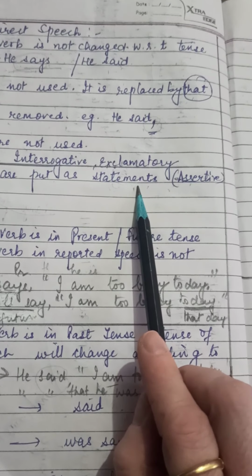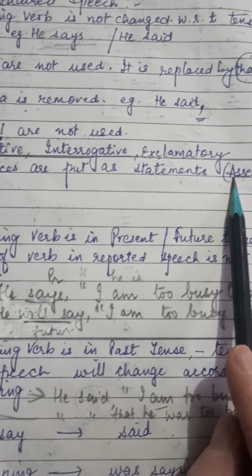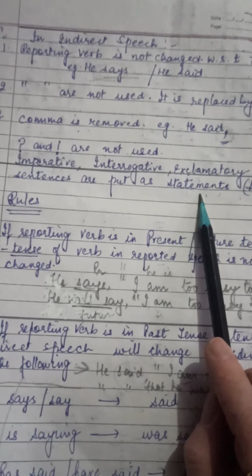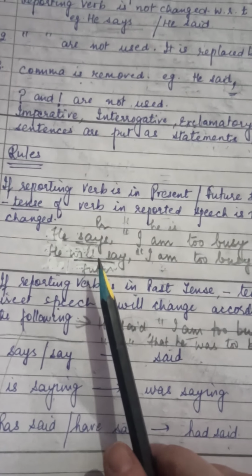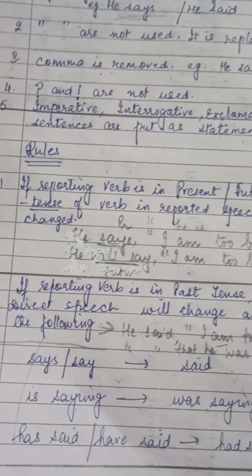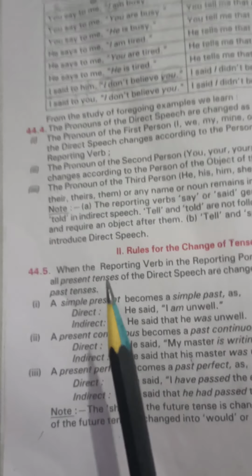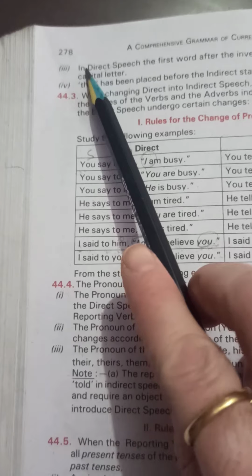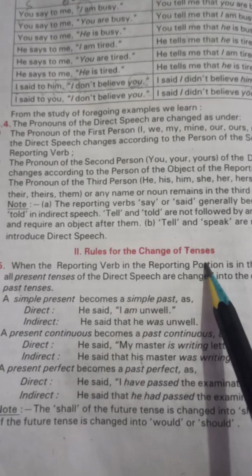So the sentences which are in statement form are called assertive sentences. You have to keep this in your mind, and there are some rules according to the tense for how a direct speech is changed into indirect speech, which is explained further. Children, these rules are also shown in your book. Just come to page number 278, as it is in my book. It is 278. You check in your book, right? Rules for the change of tenses.